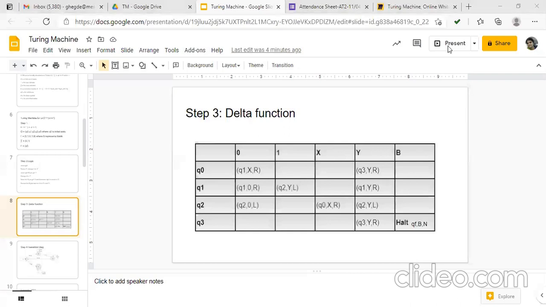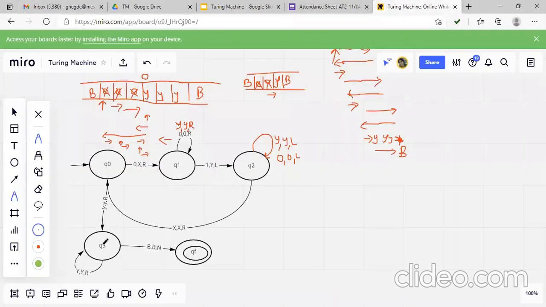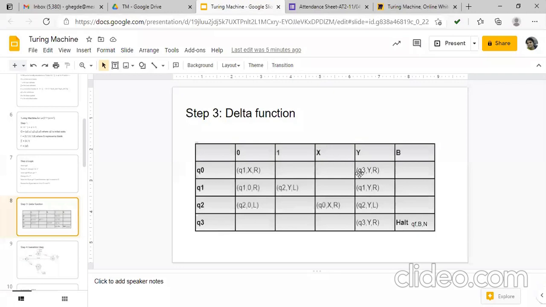Any doubt in this, students? Okay, and finally Q3, that is your QF. We have taken QF here. Sorry, Q3 ही था ना, क्या था यहाँ पे? Q0, Q1, Q2 and Q3, right? Sorry, Q3 on reading blank, keep it as it is and no operation. Okay, the same thing, Q3 on blank goes to QF. Okay, blank and no operation.